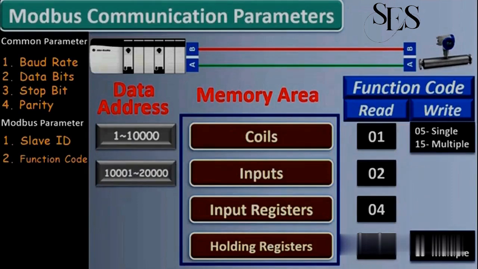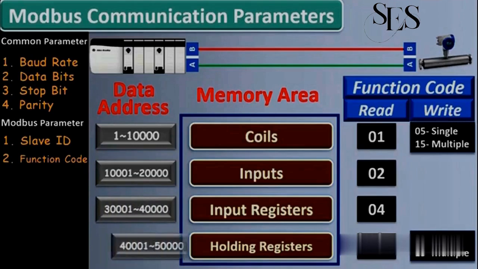Similarly, the memory area input register has the data address range from 30,001 to 40,000, and the memory area of holding register has the data address range from 40,001 to 50,000. Every single address of input register and holding register has 16 bits of data.